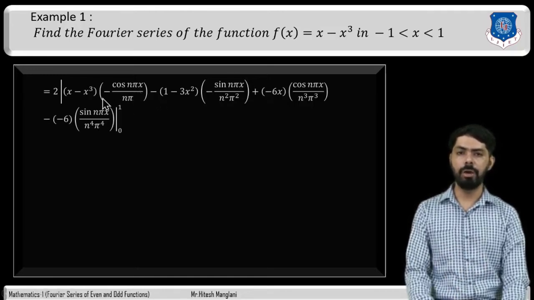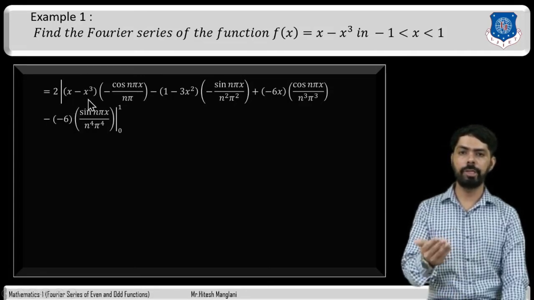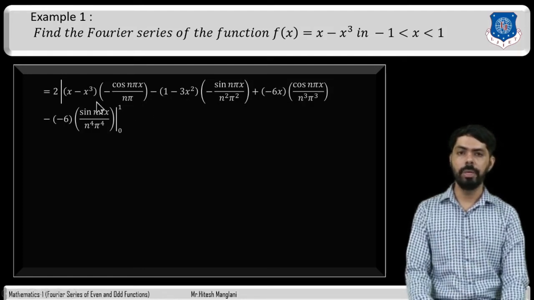Then minus, now we will take the derivative of this function. So here the derivative of x will be 1 and the derivative of x cube will be 3x square. Because we know that the derivative of x raised to n is n into x raised to n minus 1. So here in bracket 1 minus 3x square. Now we will take integration of this bracket.